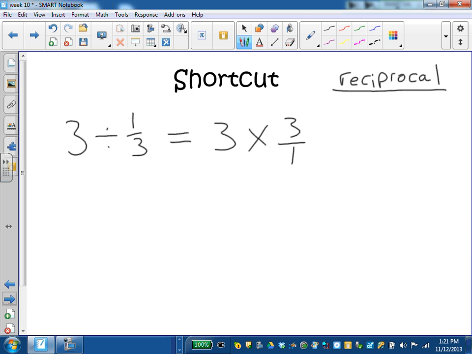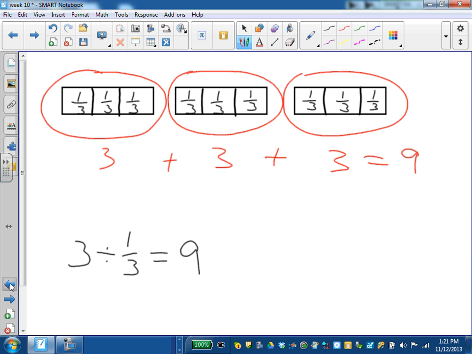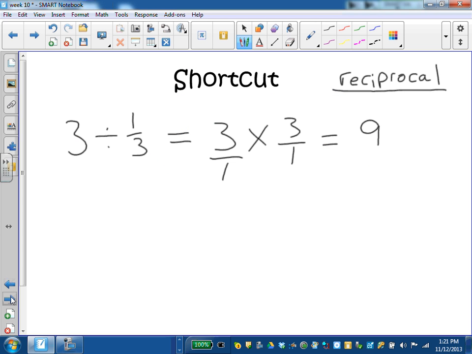And when you do that, we know that the whole number 3 is already a fraction, 3/1. So 3/1 times 3/1 equals 9. You could say 9/1, but that still means 9 wholes. Okay? So we figured out over here that if we took 3 things and broke them into thirds, and we figured out how many thirds that was altogether, we came up with 9. Well, what we did is we multiplied 3 times 3, which is what we just did right here.